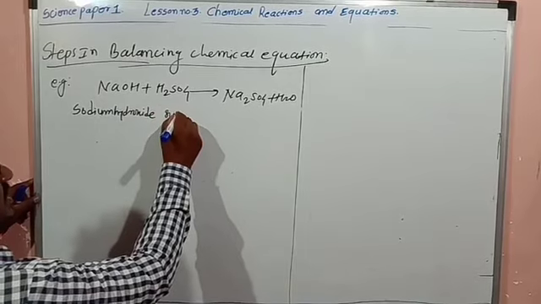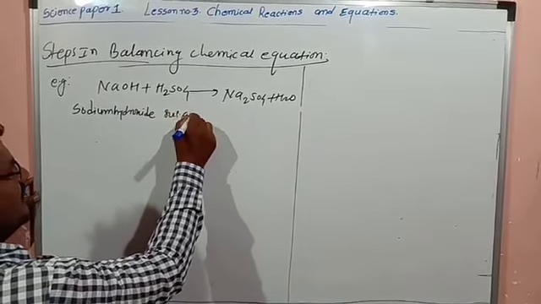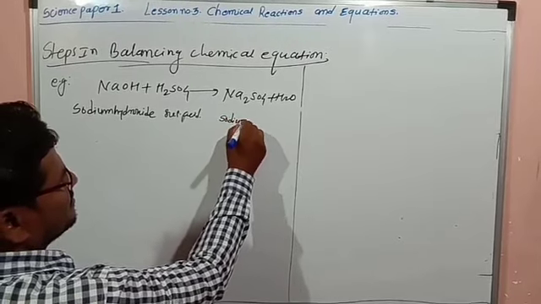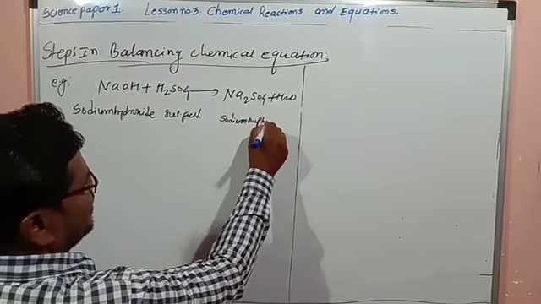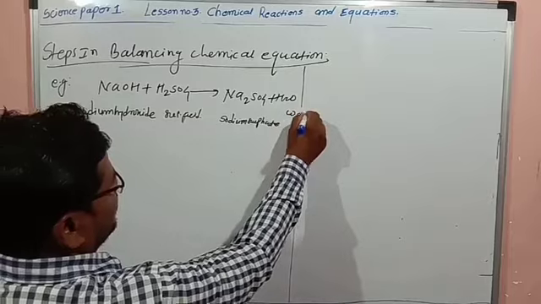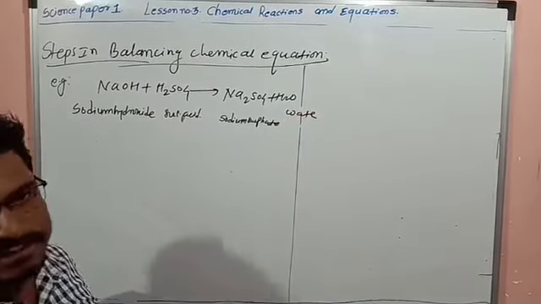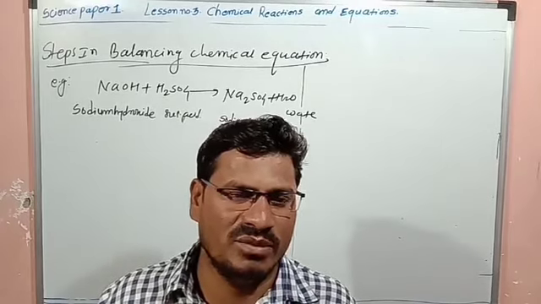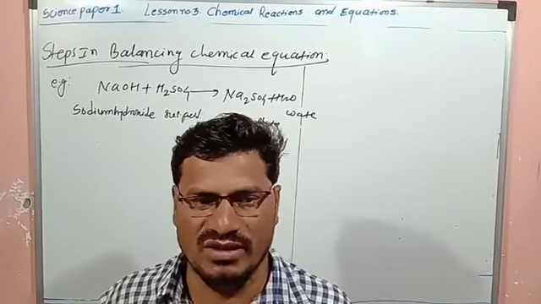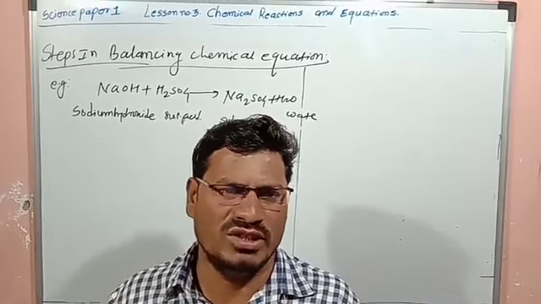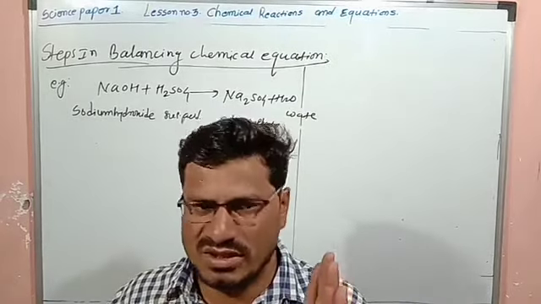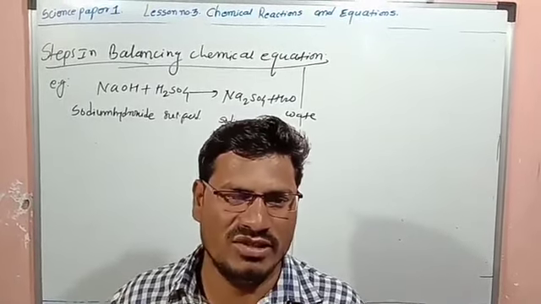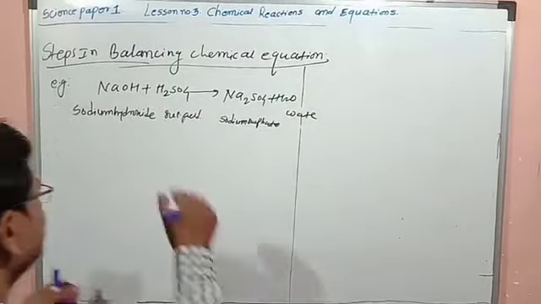So in this, NaOH is sodium hydroxide, here sulfuric acid, here sodium sulfate, and a water molecule. In this you have to check first whether the chemical equation is balanced or unbalanced. So how are you going to check? You have to make one small table, and then you have to decide whether it is balanced or unbalanced.